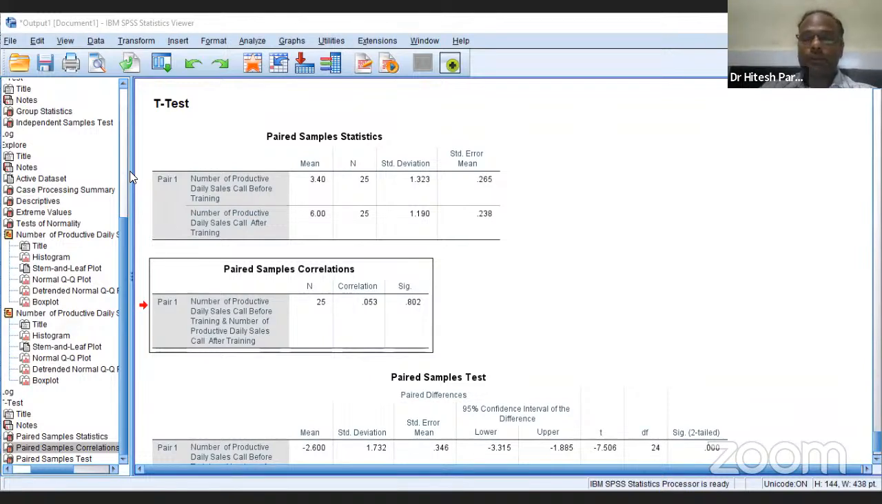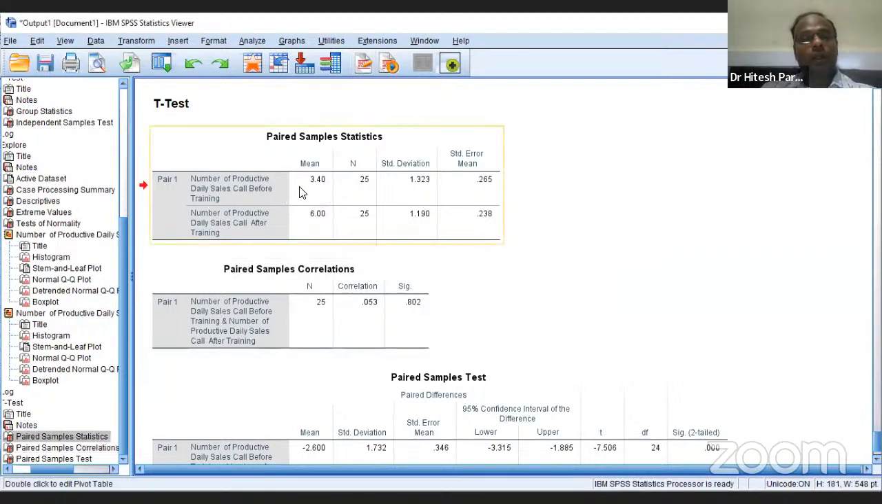Now, what is the null hypothesis that we are testing here? The null hypothesis is there is no significant difference in the number of productive daily calls before training and after. What is the null hypothesis? There is no significant difference in the number of productive daily calls before training and after training. This null hypothesis we have tested. What is the average before training? What was the performance? 3.40. After training, it has improved to 6.